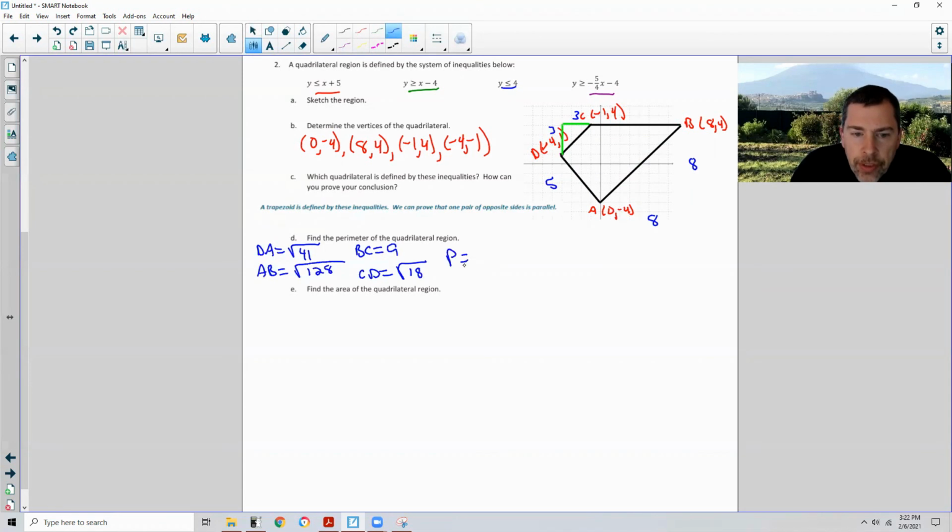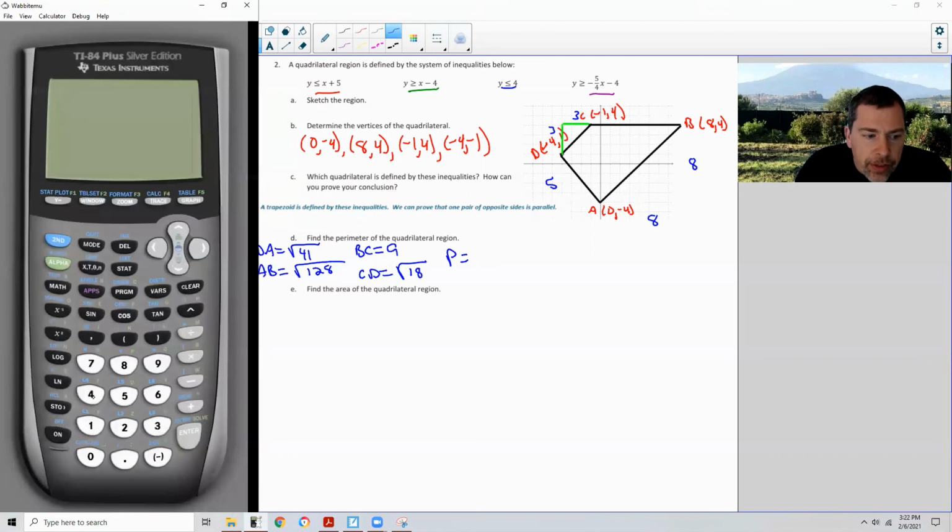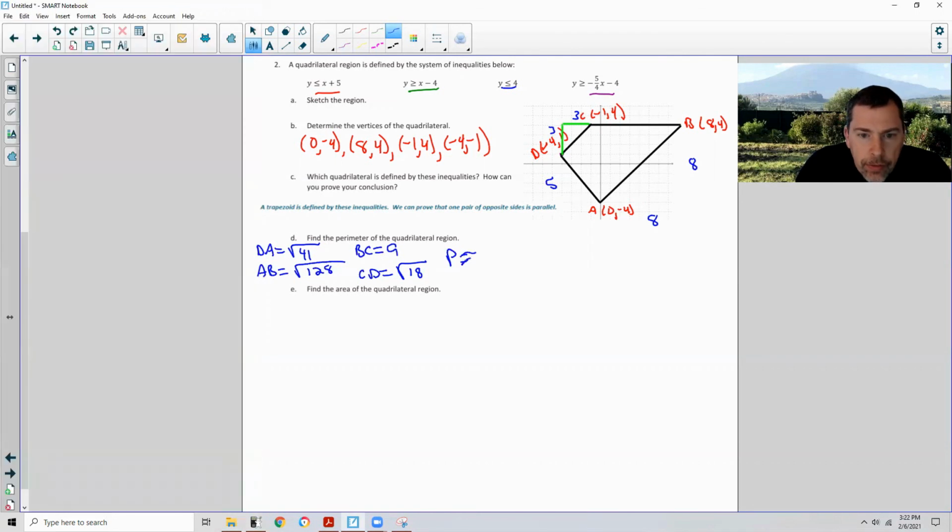So the perimeter equals the sum of all of these. I'm going to go to my calculator: square root of 41 plus the square root of 128, plus 9 plus the square root of 18. And that is going to be approximately 30.96 units.